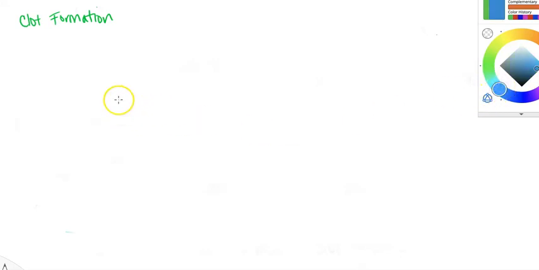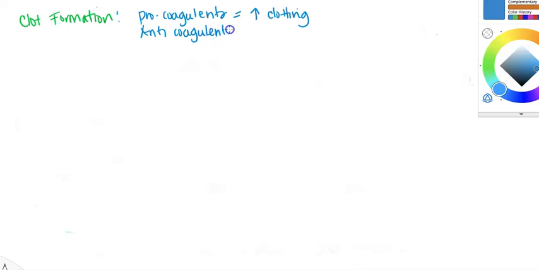Okay, so now we're on to clot formation. So again, we have chemicals, two types of chemicals that can promote or inhibit clotting. So we have procoagulants, and those increase clotting. And then we have anticoagulants, and those decrease clotting.